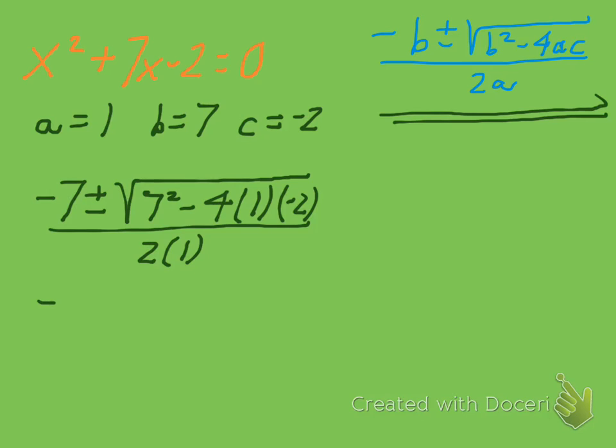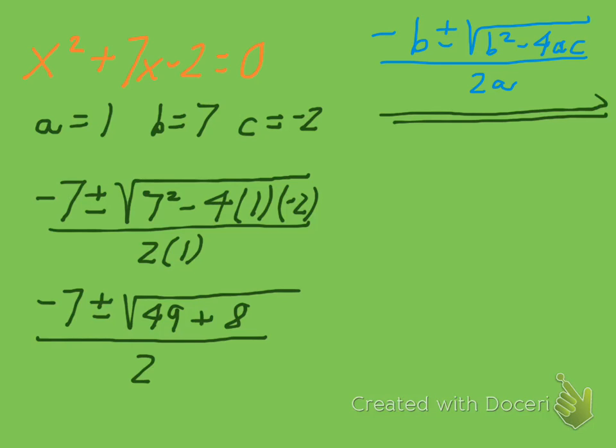So the negative 7 sticks around. Plus and minus. I follow order of operations inside the radical. This is called the radicand, in fact. 7 squared is 49. Now, what I have here is a minus and another minus, so I'm going to multiply those and make it a positive inside of there. And 4 times 1 times 2, multiplying everything that's there, gives me 8. So the denominator then is 2 times 1, which is 2.